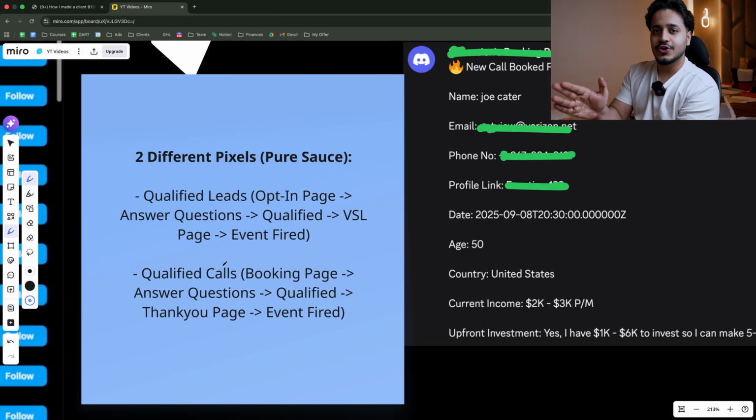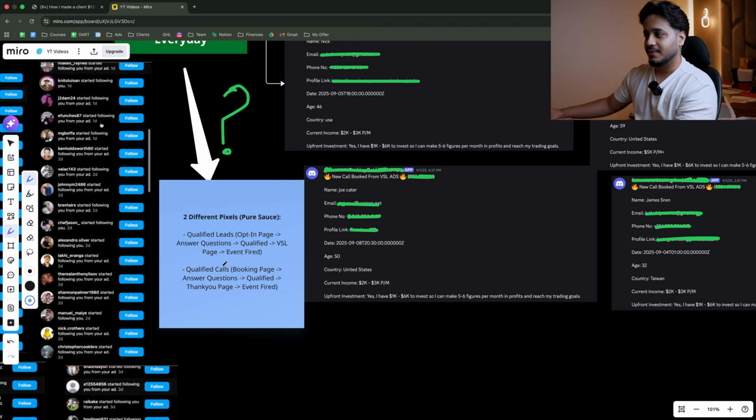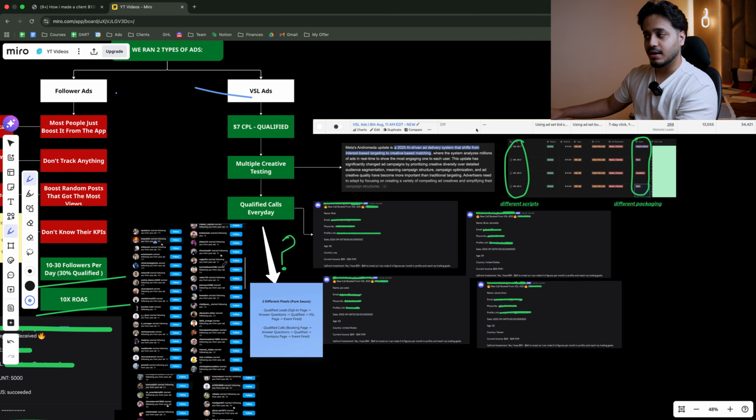Mate, if you do this, your pixel is going to be so well trained, like slowly you'll only start to get only qualified leads and calls. This is a game changer, guys, right? So yeah, this is what we did when it comes to ads, right?